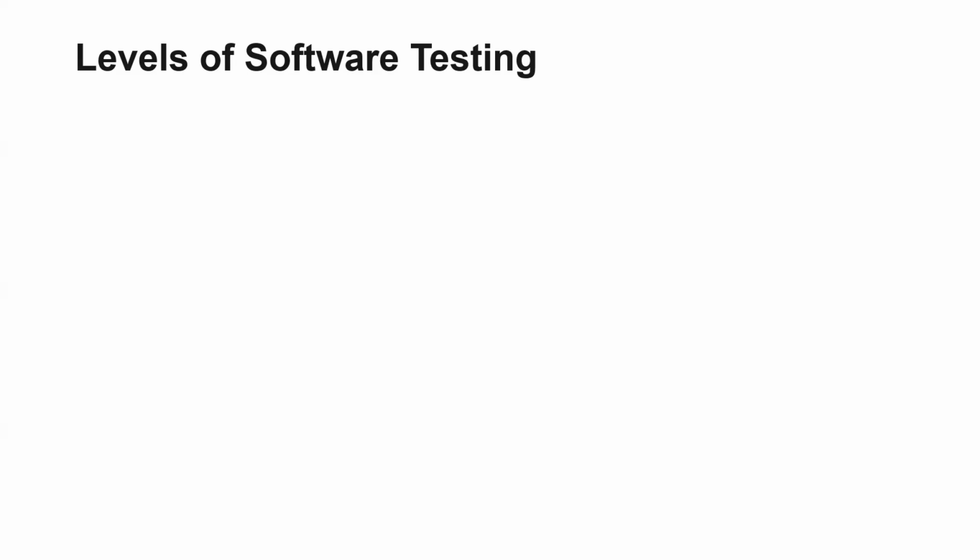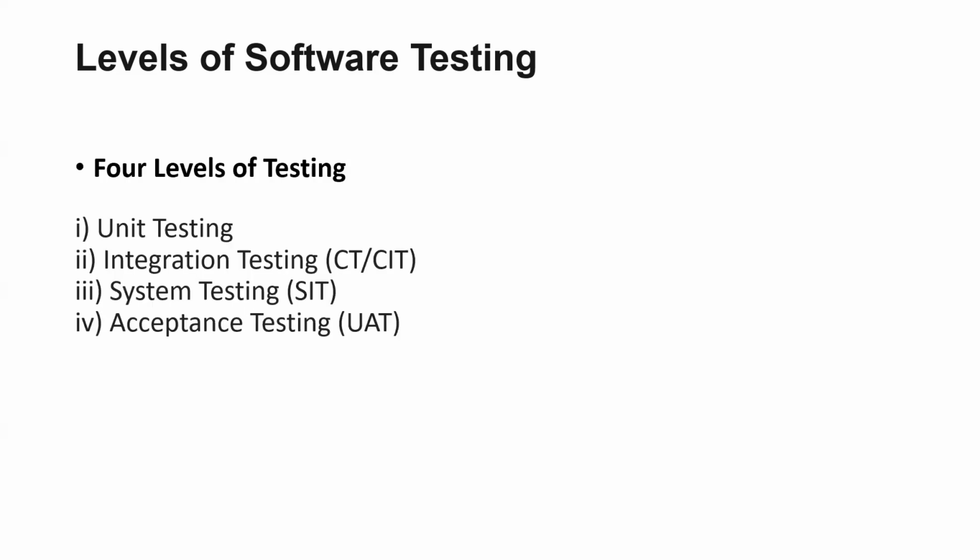When you get any application for testing, what level of testing do we perform? That we are going to understand. There are total 4 levels of testing: unit testing, integration testing, system testing, acceptance testing. Unit testing is done by the developer, and integration testing means CIT testing, component integration testing. System testing you can say is system integration testing. UAT testing means user acceptance testing. We are going to understand these 4 levels of software testing.